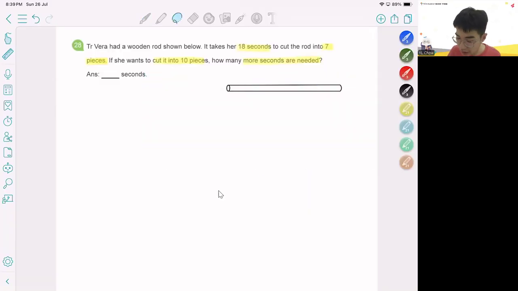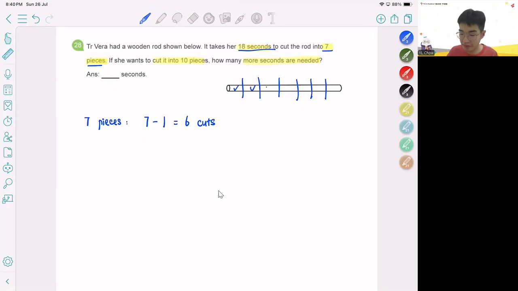So now back to the question. The question first says that it takes her 18 seconds to cut the rod into 7 pieces. So if I want to have 7 pieces, how many cuts do I need? I will need 7 minus 1 equals 6 cuts. 7 objects means 6 gaps between them. You can even use the picture as room for your experimentation. Indeed, 6 cuts is enough. 1, 2, 3, 4, 5, 6, 7, 7 pieces.